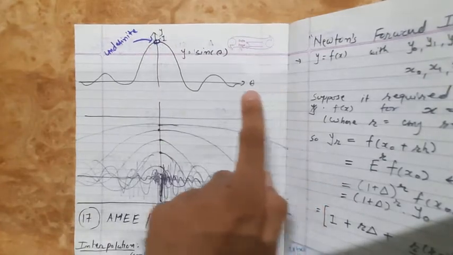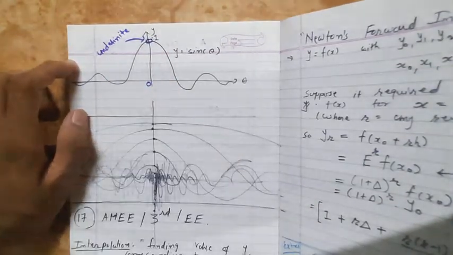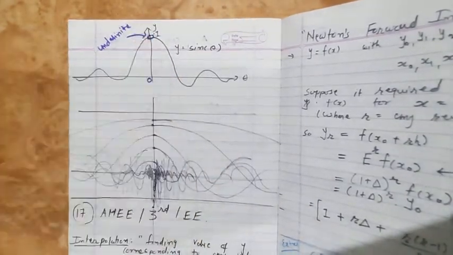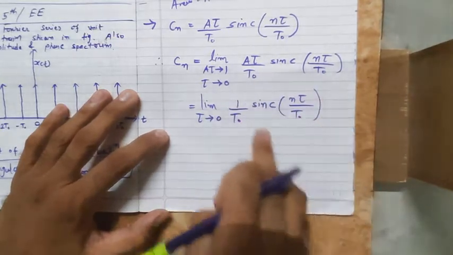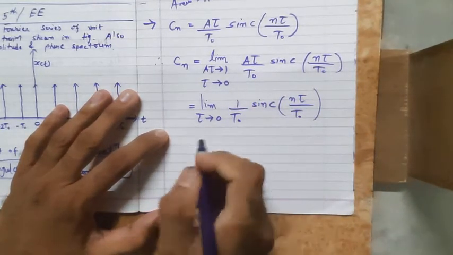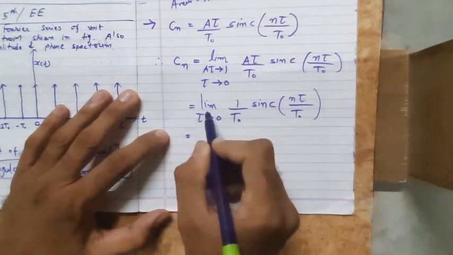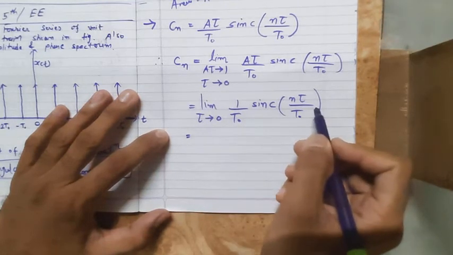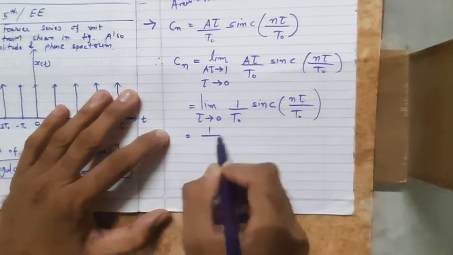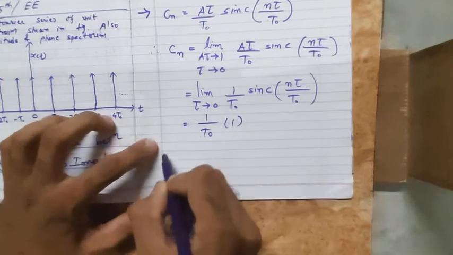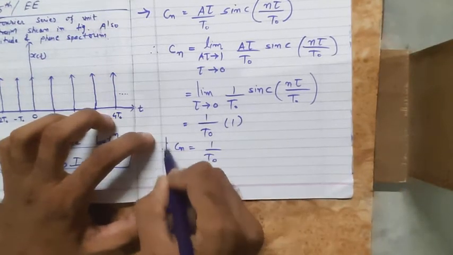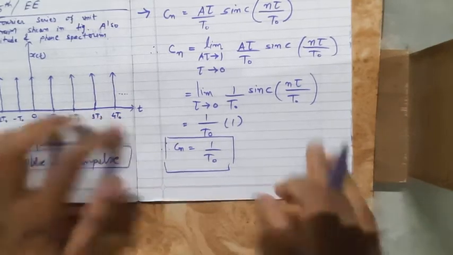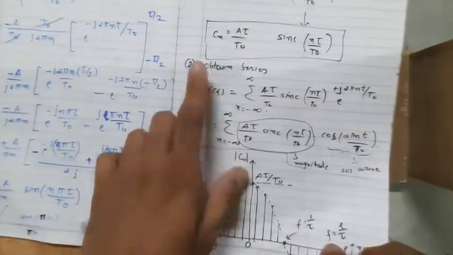So as our theta goes to 0, here it is 0, then you will get y as 1. So you will have the limit tau goes to 0, and your sinc function will go to 1. If I remove the limit, then my sinc function will turn out to be 1. So the final answer will be something like this: my C of n will be 1 upon T0. Once you find the C of n, then you need to obtain the series.